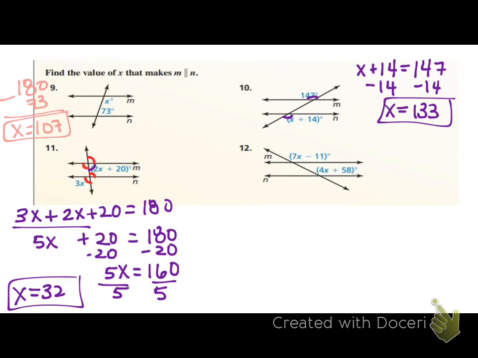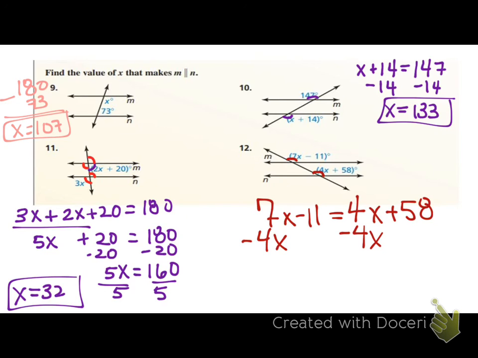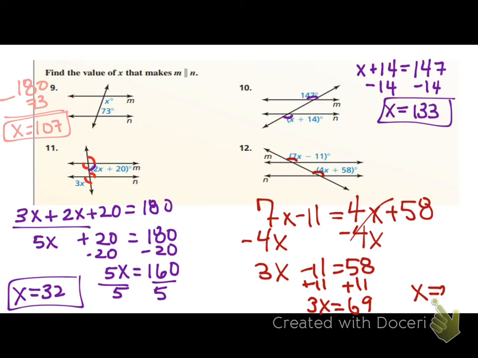And then we've got one more. Is there a relationship between these two angles on number 12? They're corresponding. What do corresponding angles have to be? Congruent. So 7x minus 11 would have to equal 4x plus 58. I always move the smaller x. Let me subtract. Add 11. 3x equals 69. Divide by 3 and x equals 23.